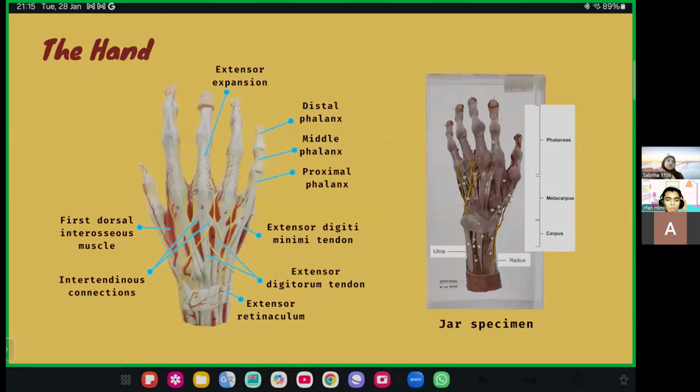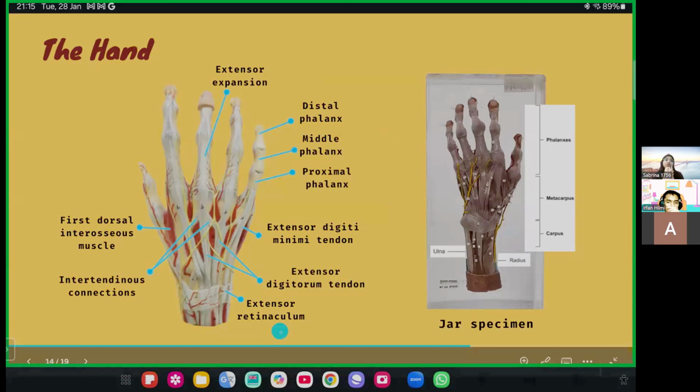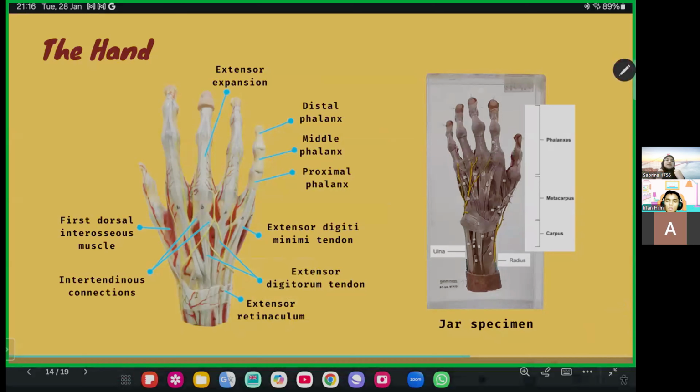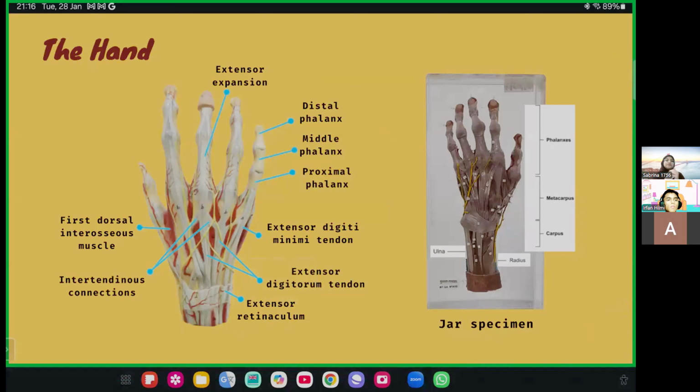Then in this exhibit, we can also see some of the musculoskeletal system of the hand, which includes tendons like the extensor digitorum and extensor digiti minimi, which work to extend the fingers and are stabilized by the extensor retinaculum, which is the fibrous band that holds these tendons in place. The intertendinous connections link the tendons to the adjacent fingers, ensuring coordinated movement. The extensor expansion is a specialized structure that helps distribute forces across the fingers during extension.